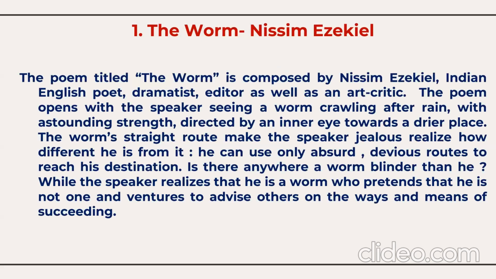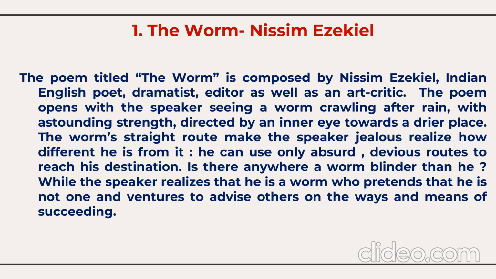The poem titled The Worm is composed by Nissim Ezekiel, Indian English poet, dramatist, editor, as well as an art critic. The poem opens with the speaker seeing a worm crawling after rain with astounding strength directed by the inner eye towards a drier place. The worm's straight route makes the speaker jealous. He realizes how different he is from it. He can use only absurd, devious routes to reach his destination. Is there anywhere a worm blinder than he?